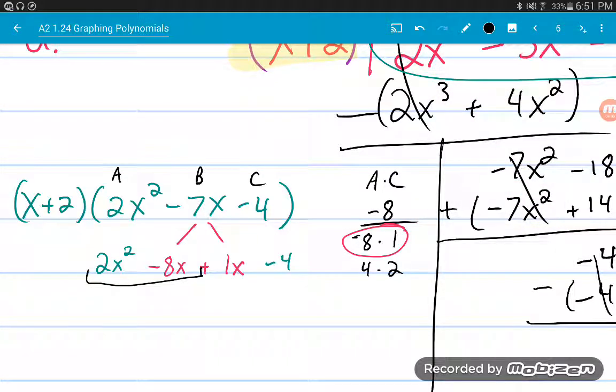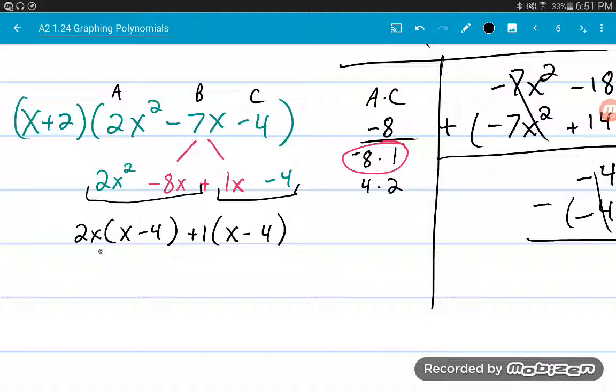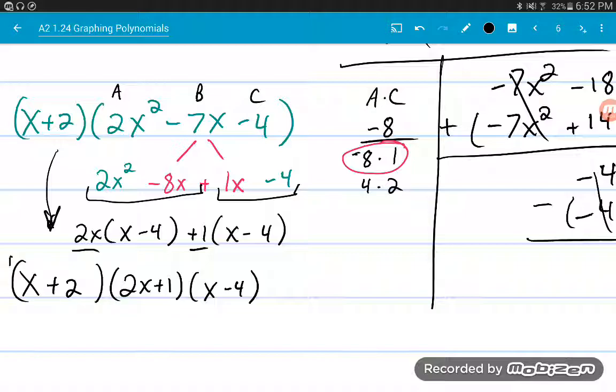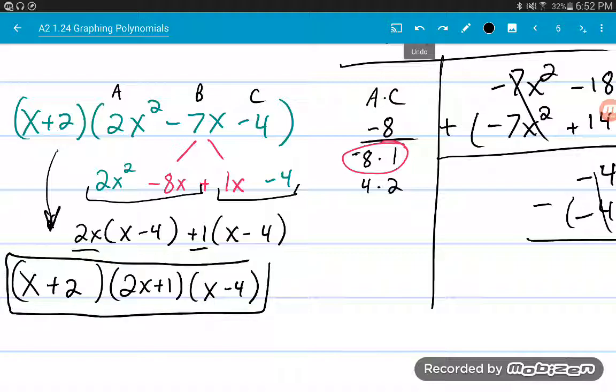I'm going to factor this by grouping because now I have 4 terms. I can pull out a 2x, leaving me with x minus 4. On the right-hand side, there's no GCF, so I can just pull out a 1, leaving me with x minus 4. Take your outside stuff, 2x plus 1, and your inside stuff, x minus 4. And all you have to do is bring down that guy from the beginning, and put that x plus 2 here. And this right here is fully factored. That's a cruddy box, but still fully factored.